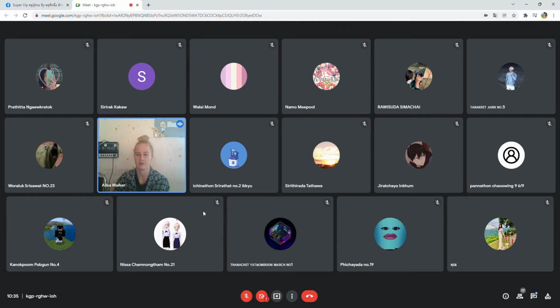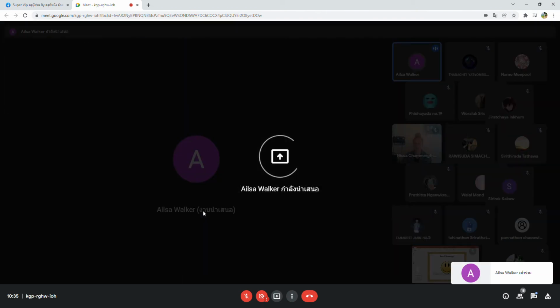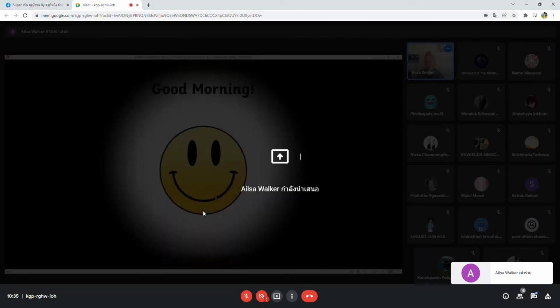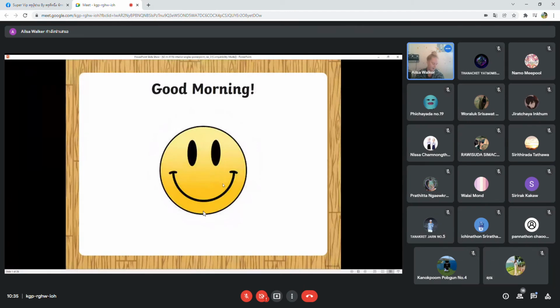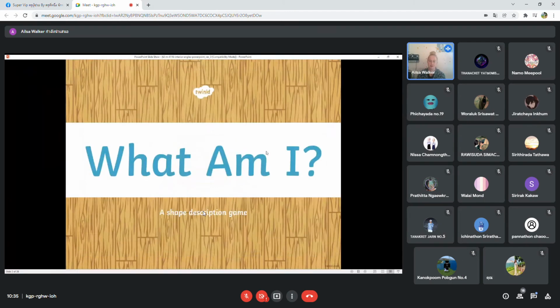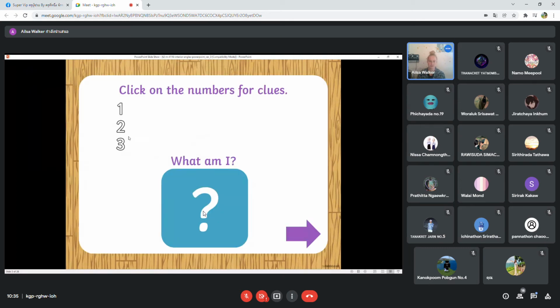Okay, thank you. Let's start. Today we're going to look at something new, but first, let's see if you can remember things about 3D shapes. Let's see if we can work out which shape it is. First clue: I have 6 square faces.